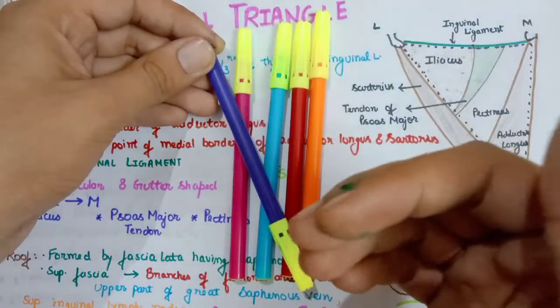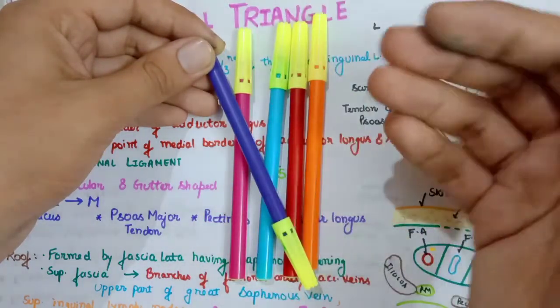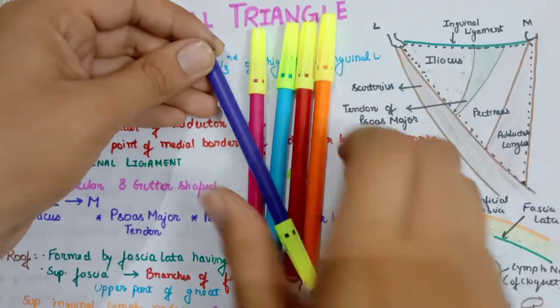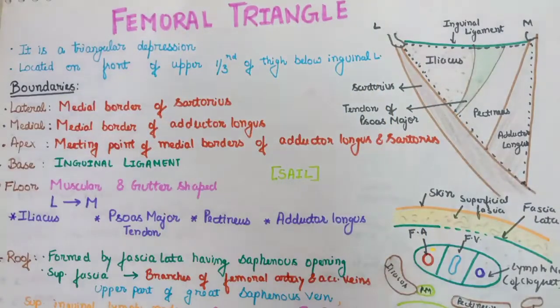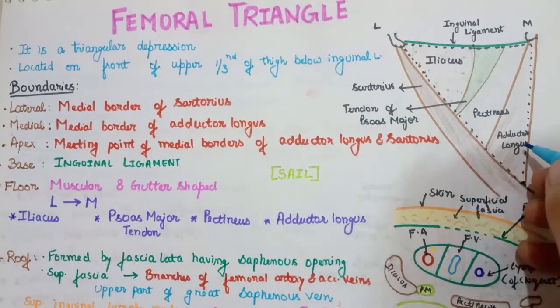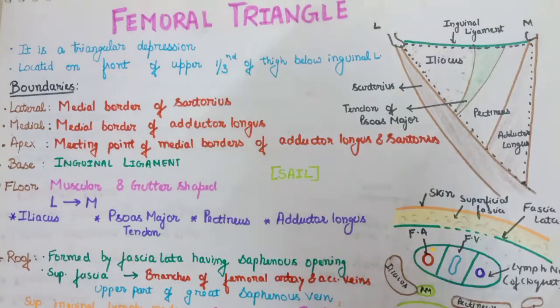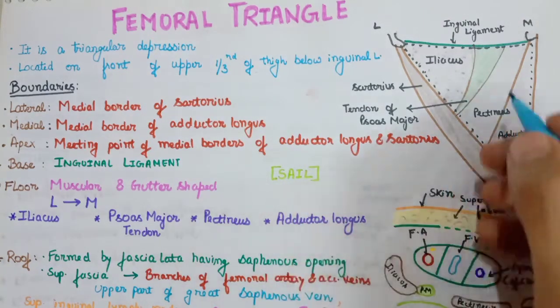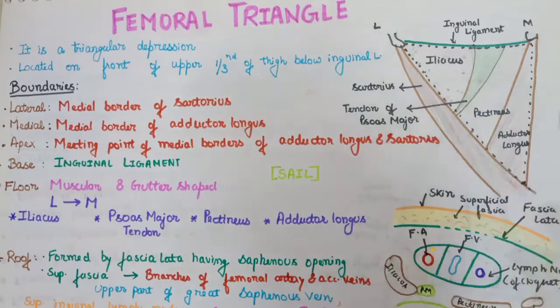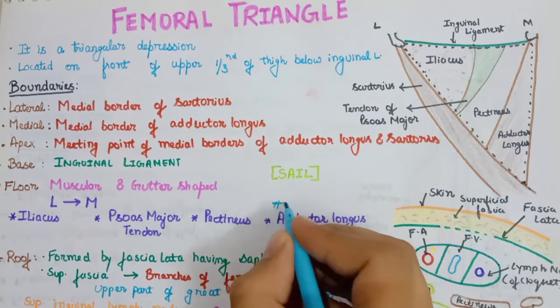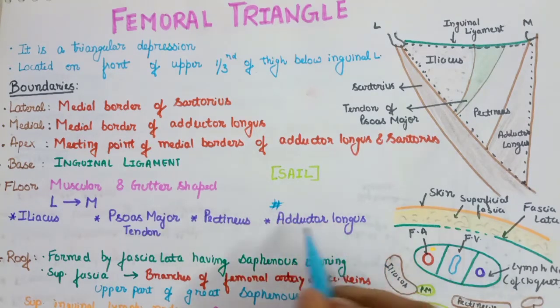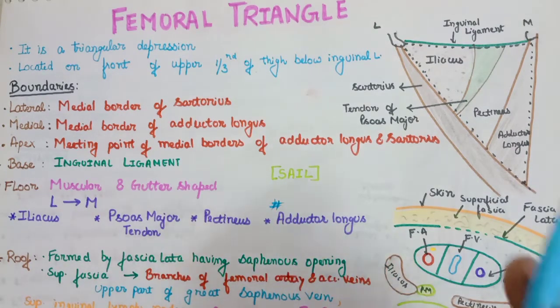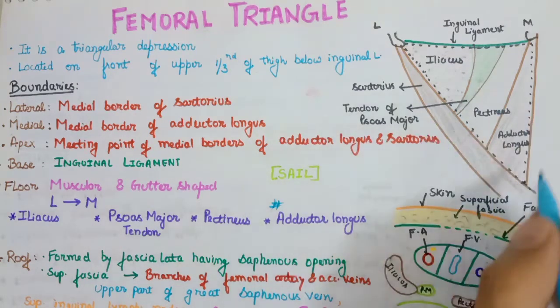As it is a muscular depression, the muscle itself is forming the floor. The four muscles are the iliacus, tendon of psoas major, the Pectineus here, and the Adductor Longus. The notable point is that Adductor Longus is forming the floor as well as the medial border of the femoral triangle. You can make a star or hashtag over here. This is very important to note: Adductor Longus is forming the floor as well as the medial border of the femoral triangle.